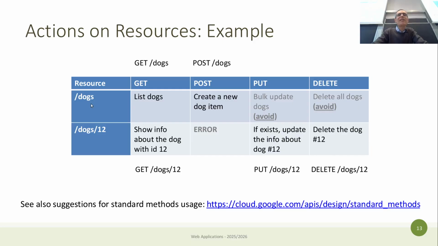Okay? Example, this is done with dogs, not to do example with students. So let's say a list of dogs. Okay? Get the list of dogs, show info about the dog with a certain ID, create a new dog item. Okay, avoid these cases. If exists, update the info about the dog number 12, because that's the ID you put in the URL, or delete it. Okay?